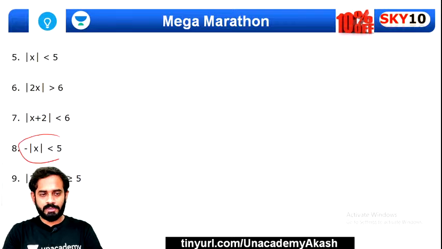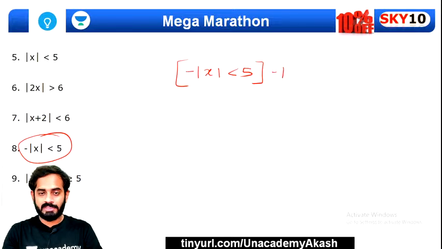Let's try to solve this one. Minus of mod of x is less than 5. If you multiply this by -1, what will you get? Whenever you multiply an inequality with a minus sign, the direction of the inequality changes. That is, mod of x is greater than -5, right?